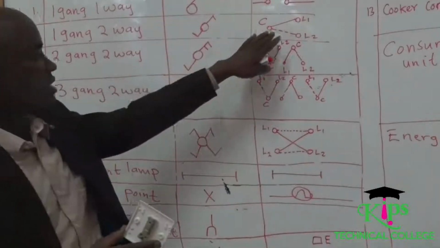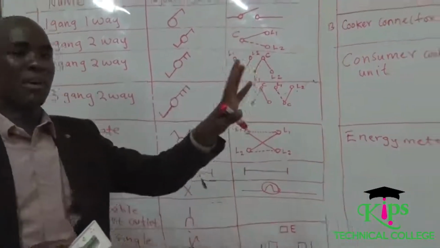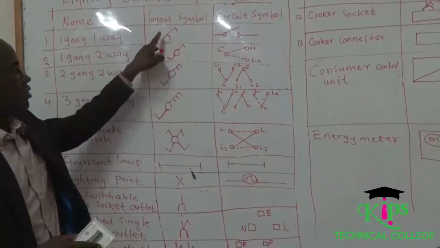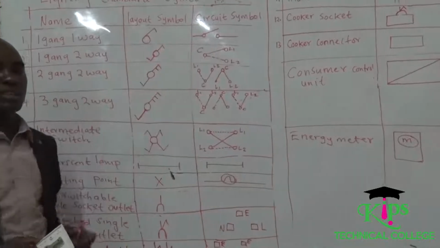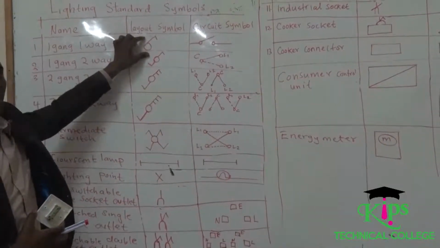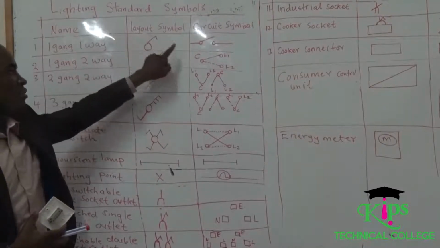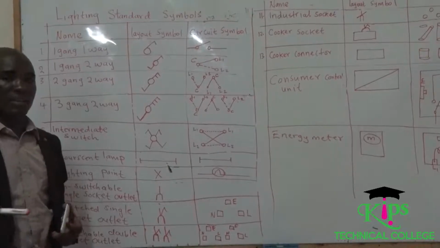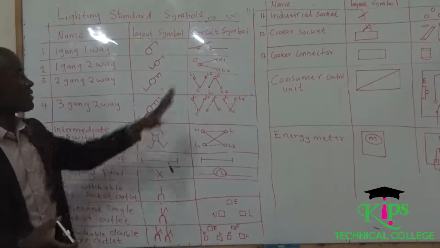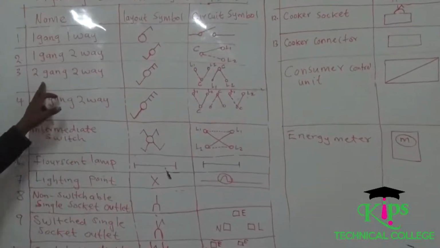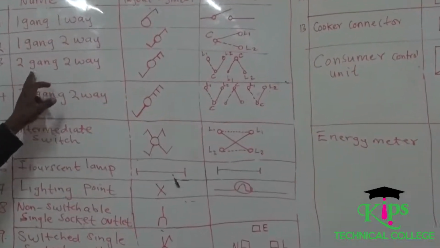And you can see its circuit diagram. It is very important for you to be able to interpret the layout symbol with the circuit diagram, because in the exam you will be given a layout diagram, or a layout symbol, and you are supposed to interpret it by drawing the circuit diagram. In the circuit diagram, you need to have the circuit symbols.